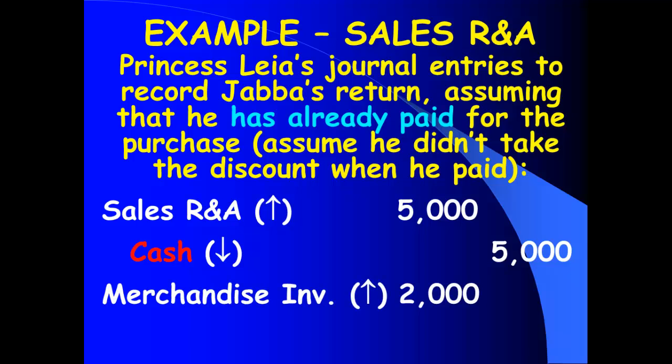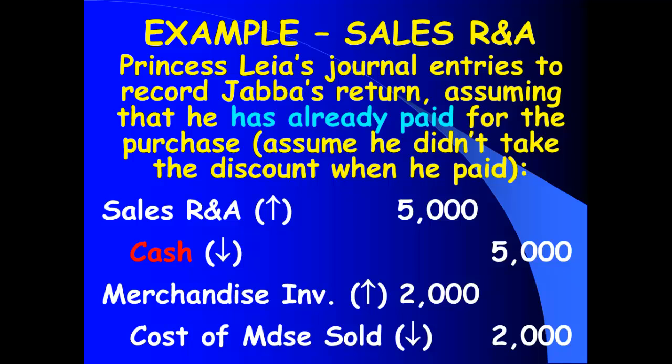Do I still credit cost of goods sold? So the only difference between this transaction and the previous one is we have to actually give them money back this time. We have to give them cash back. 2 journal entries to record a customer return, just like we had 2 journal entries to record a sale. The journal entries for the return are the opposite of those for the sale, except sales becomes sales, returns, and allowance.